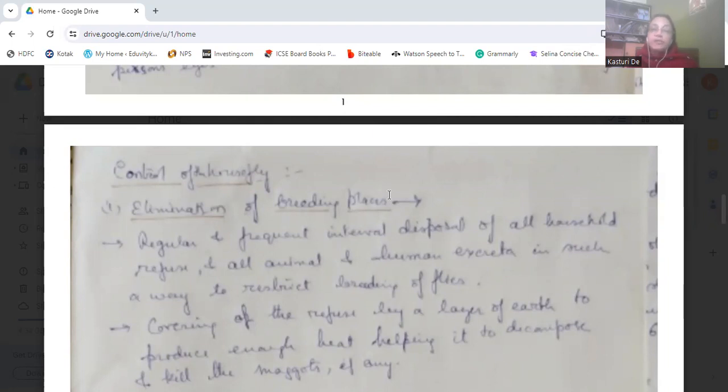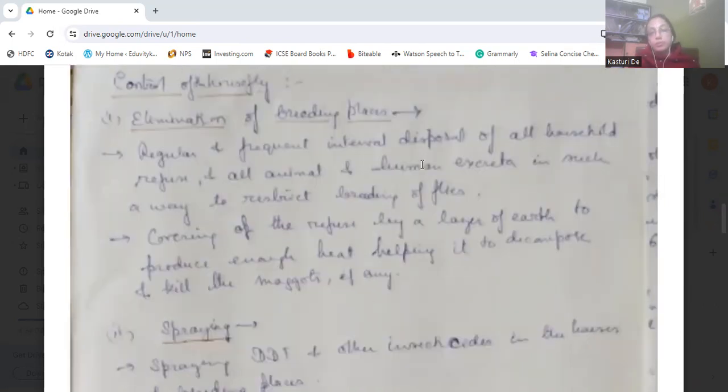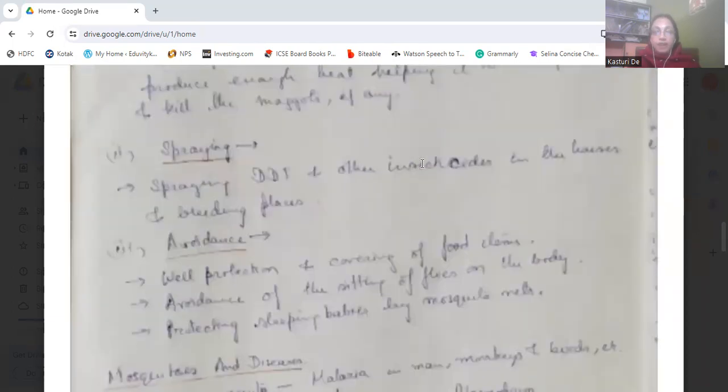Then covering of the refuse by a layer of earth. Where the refuse has been disposed, that place should be covered with a layer of earth. That will produce some heat which will decompose that refuse, so that even the maggots, if there are any present, also get decomposed, and they do not support the breeding of the flies.